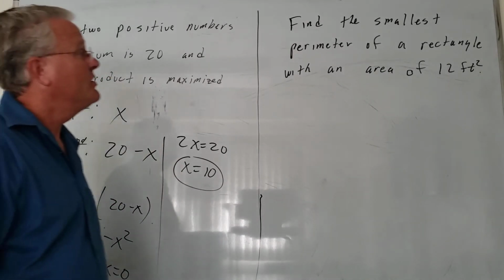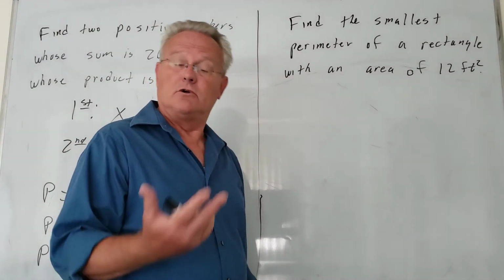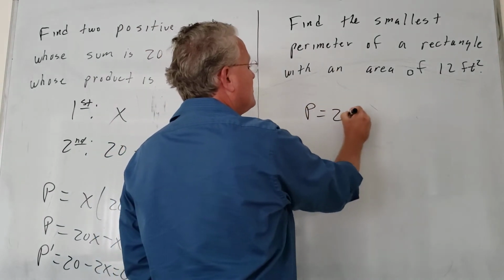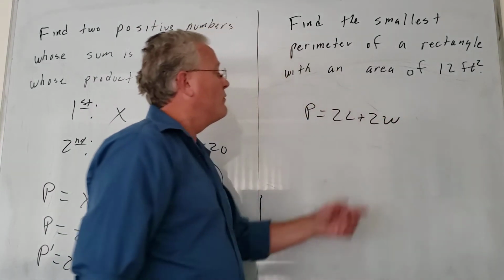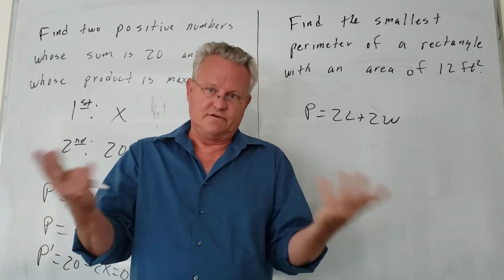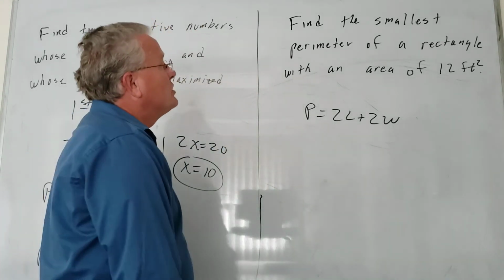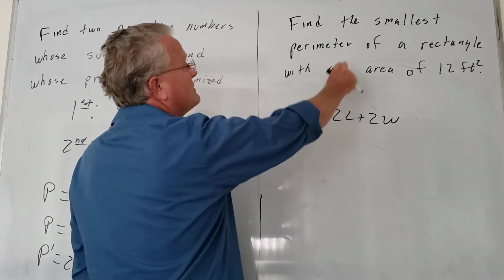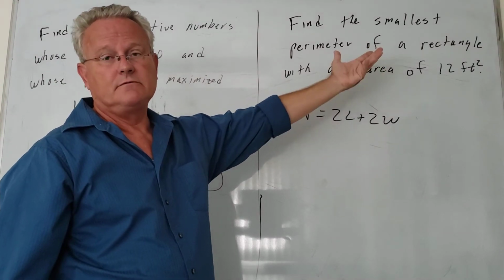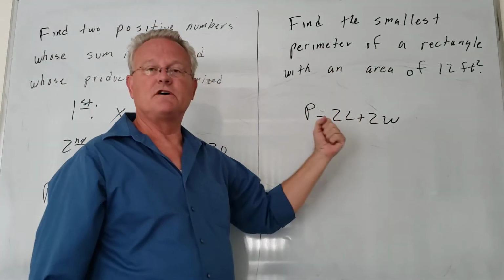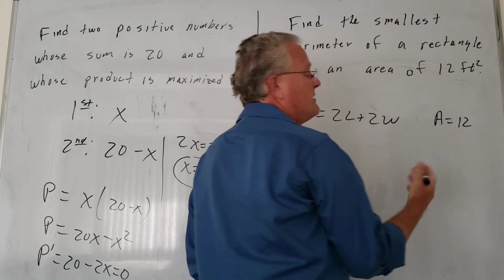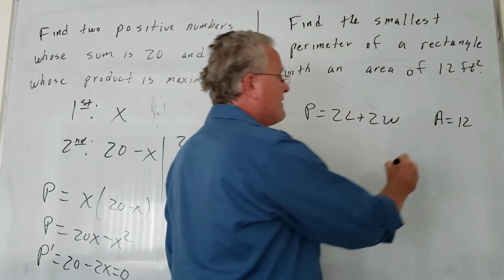So let's do the next one. We want to find the smallest perimeter. So we need an equation for the perimeter. We know the perimeter of a rectangle is twice the length plus twice the width. But we want this equation to be a function of just one variable, so we can take the derivative and solve. That's what we have to take the derivative of, because that's what we're asked to find the smallest. But the area is 12 square feet, and the area of a rectangle is length times width.